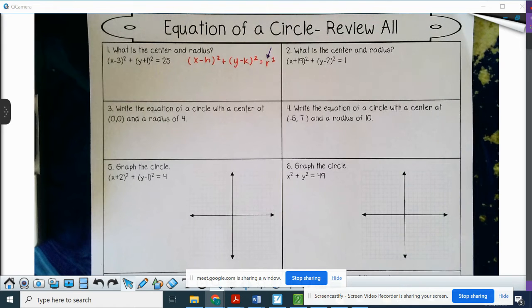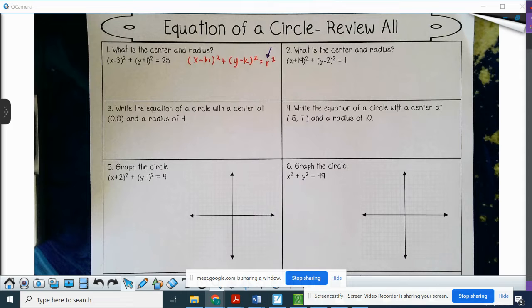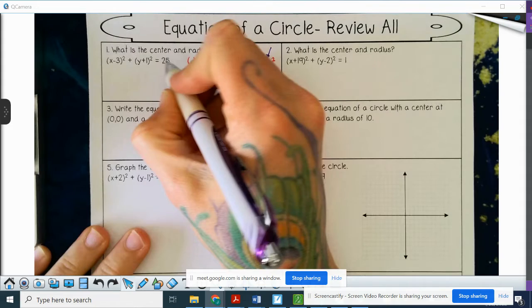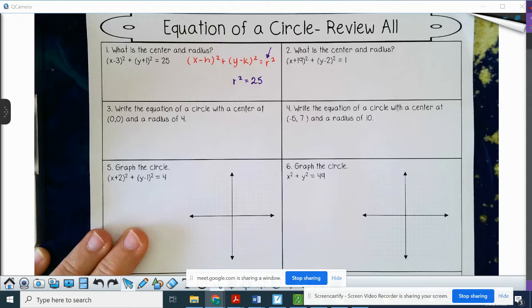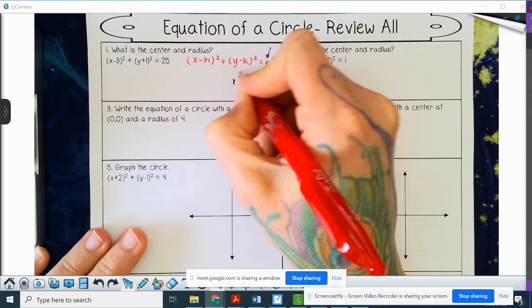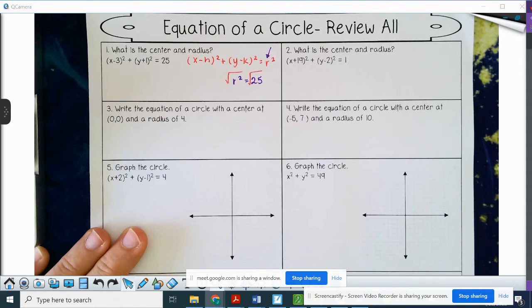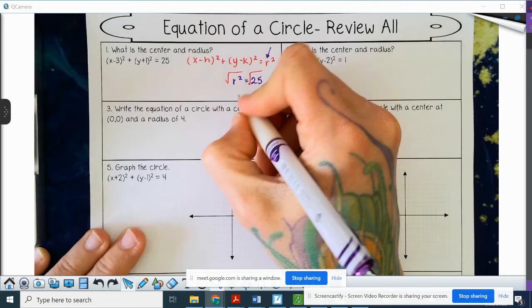I did run into a couple people yesterday. Remember to get radius by itself. Like, so radius squared equals 49. Then you have to take the square root of both sides. So in this case, I have r squared equals 25. So that's not the radius. That's just the radius squared. So you're going to take the square root because that is the inverse of squaring something. So the radius is 5.